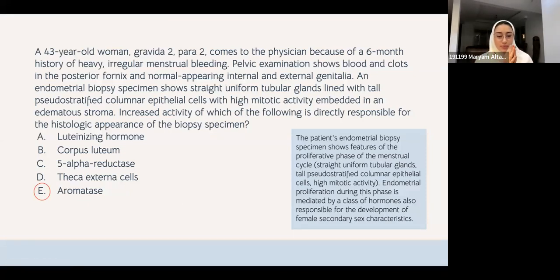So in our follicular phase, you have your proliferative part where the endometrium is growing again after menstruation. That happens due to high levels of estradiol. And why do we have high levels of estradiol? Because of increased activity of our aromatase enzyme. All right, I hope that clears this up.